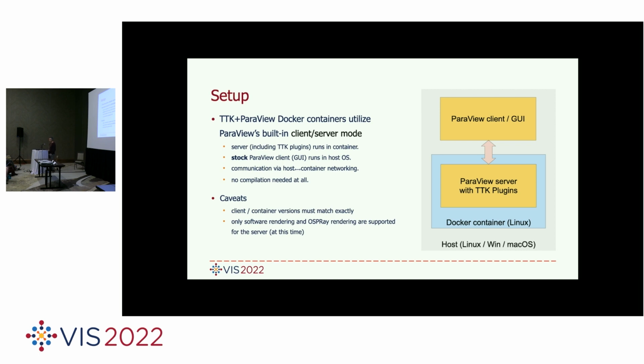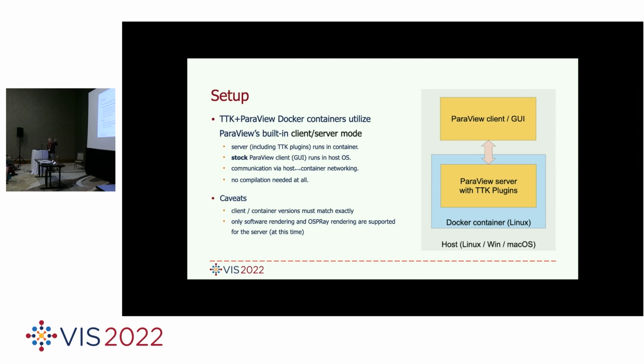ParaView, nicely enough, comes with a built-in mode that allows it to run in two places at the same time, right? So you can have the GUI running in one place, and you can have the backend that does all of the computation, the ParaView server, as it's called, in a different location, right? Typically this is used to run the GUI on one computer and do the computations on a different computer, but we can leverage this to run ParaView and TTK in Docker containers.